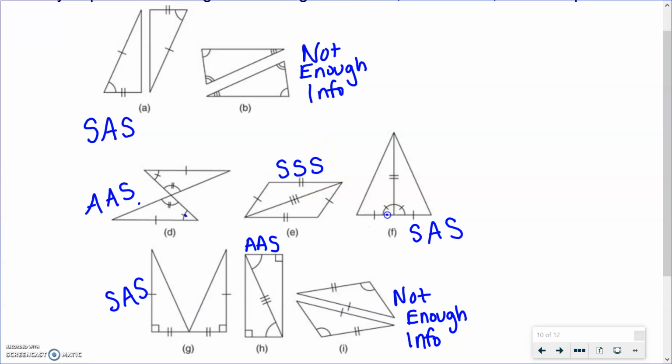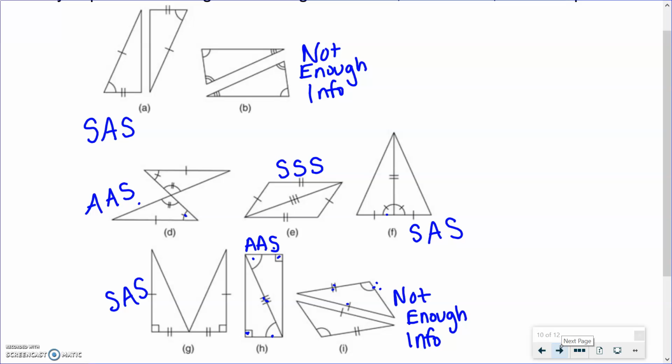Part F here, we have a side, an angle, and then the side that forms that angle. So these two sides are congruent, so that's side, angle, side. This one is also side, angle, side. So we have a side and the angle in between them that are the same. This one here is angle, angle, side. So an angle, the next angle, and the next side. Angle, angle, side. And then this one is not enough information because we don't have angle, side, side congruence or side, side, angle congruence. That is not enough information. We would need another angle somewhere or another side.